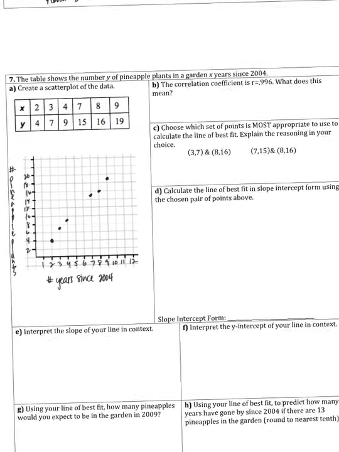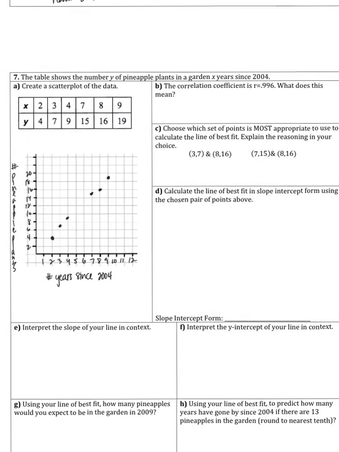The correlation coefficient is 0.996. What does this mean? And here's the key words that you need to say. This tells me that there is a strong, because we're greater than 0.80, positive, linear correlation between X, which is the number of years since 2004, and Y, which is our number of pineapple plants.